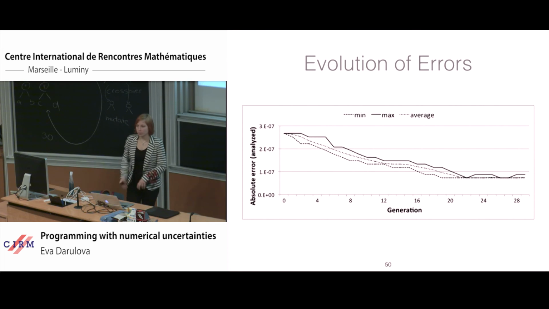So you may ask, why genetic programming and why not something else? We think it kind of works. So here I'm plotting over the different generations the analyzed error, the minimum error that was found, the maximum error over the population, and the average. And you can see that with every generation, the population sort of converges to these expressions that have smaller errors.